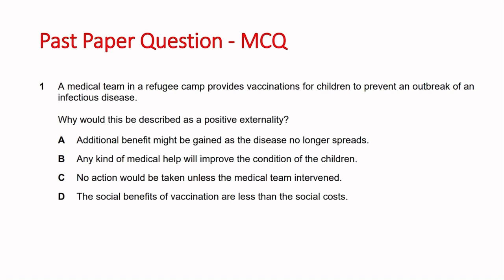Now let's get into this past paper question. A medical team in a refugee camp provides vaccinations for children to prevent an outbreak of an infectious disease. Why would this be described as a positive externality? Is it A, because the additional benefit might be gained as the disease no longer spreads? B, any kind of medical help will improve the condition of the children? C, no action would be taken unless the medical team intervened? Or D, the social benefits of vaccinations are less than the social costs? I'm going to give you guys a minute to answer this question.